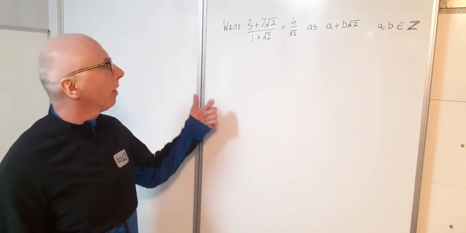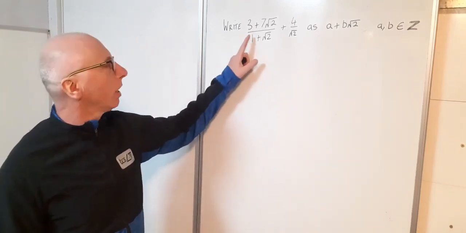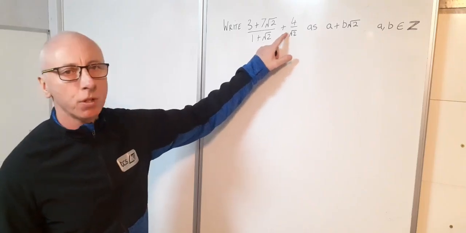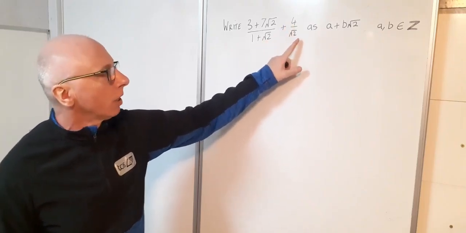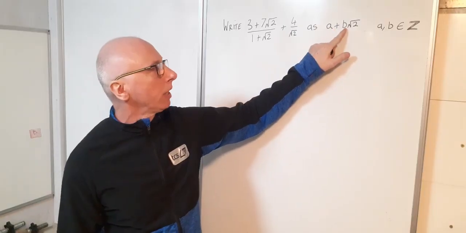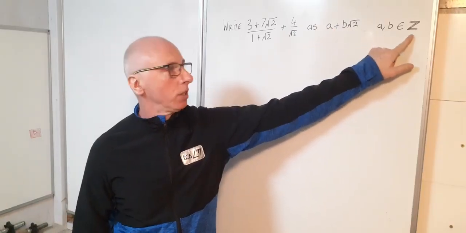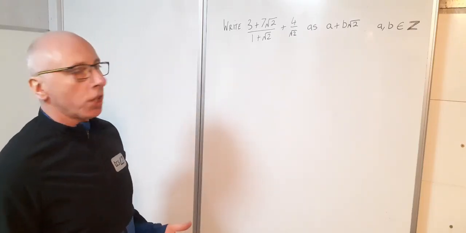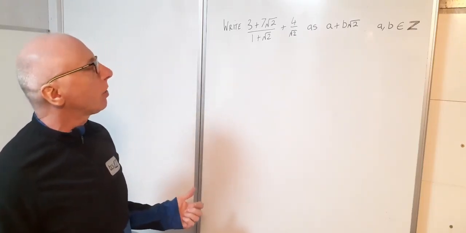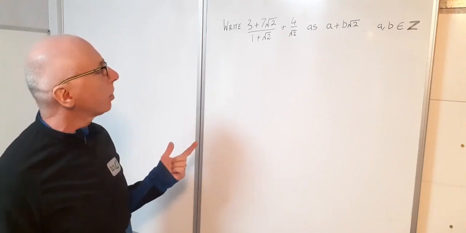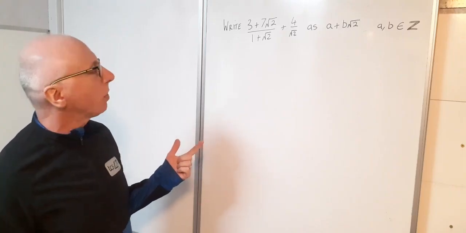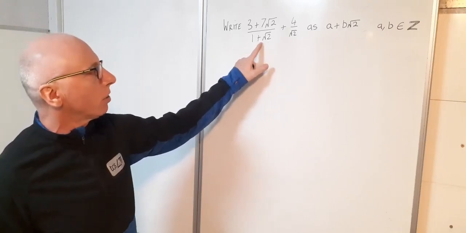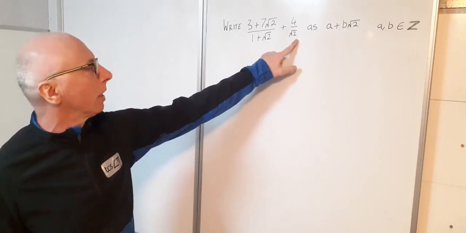So in this question here, we want to write this expression here, (3 plus 7 root 2) divided by (1 plus root 2), plus 4 over root 2, in the form of a plus b root 2, where a and b are integers. So more than one way we could go about this, but first of all, my technique that I'm going to show you here today is to first of all rationalise our expressions. So we've got to get the square root term out of our denominators.